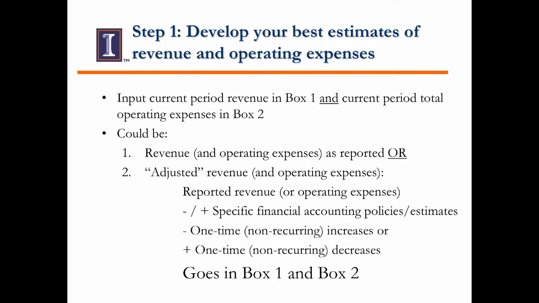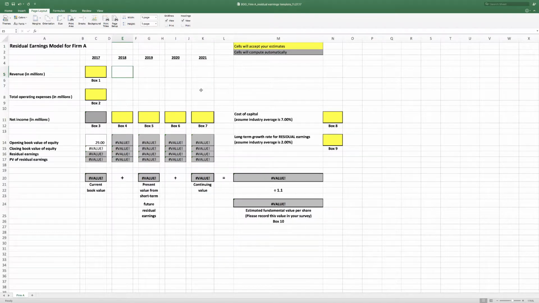Second, companies often report non-recurring or one-time items as part of revenue or operating expenses. You can remove these items when forecasting residual earnings. For example, if the firm has a non-recurring expense, you can subtract it from reported operating expenses to arrive at adjusted total operating expenses. You will put your best estimate of true revenue and total operating expenses in boxes 1 and 2. Let's update the spreadsheet for our example firm A.